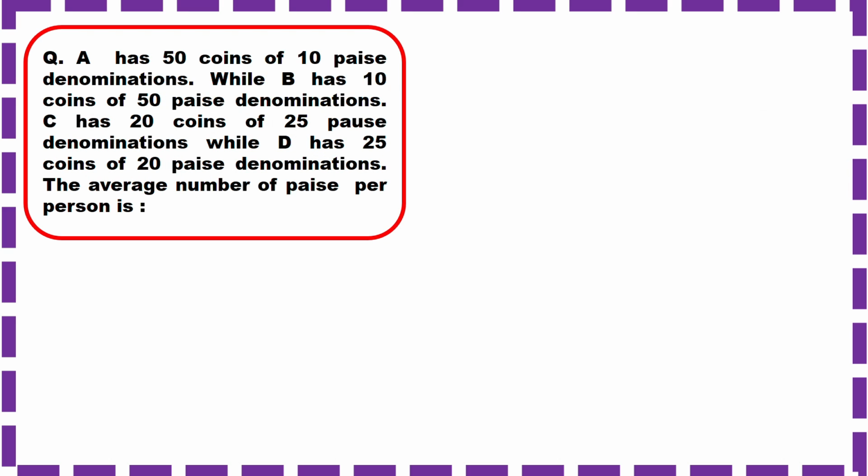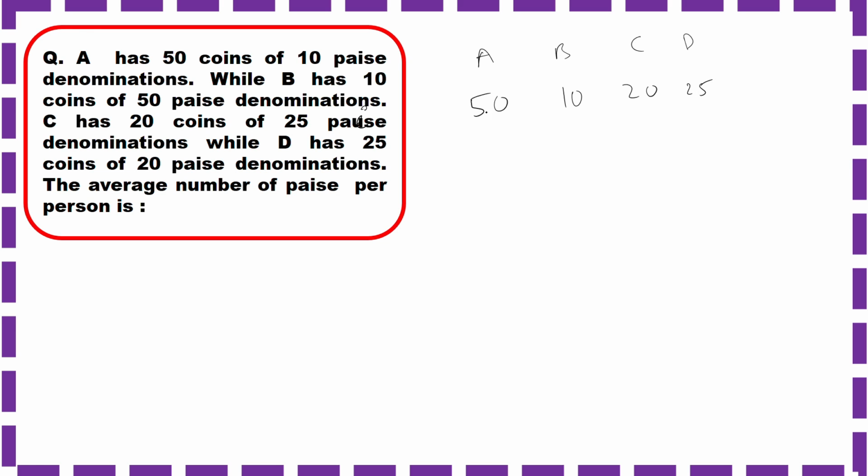A has 50 coins of 10 pies denomination, while B has 10 coins of 50 pies denomination. C has 20 coins of 25 pies denomination, while D has 25 coins of 20 pies denomination. The average number of pies per person is? So here A has 50 coins, B has 10 coins, C has 20 coins, and D has 25 coins.